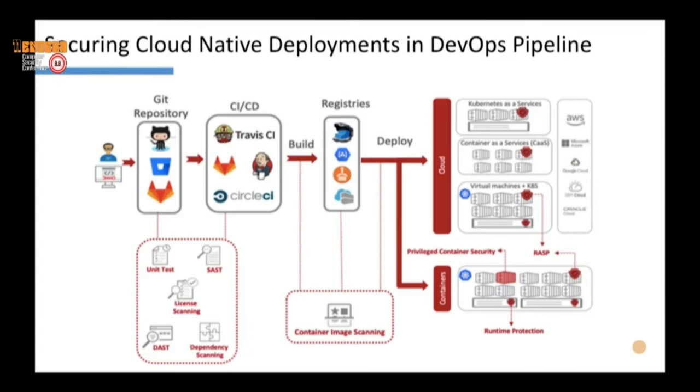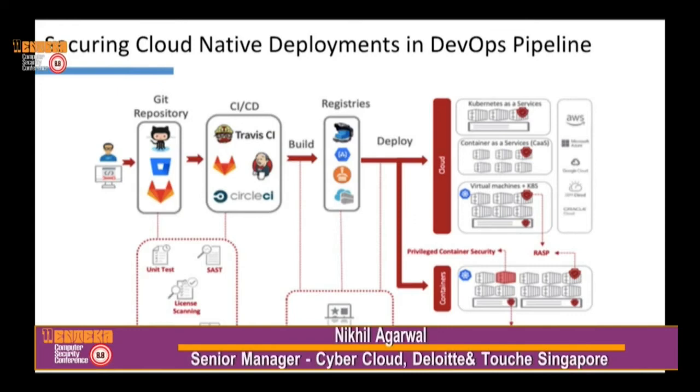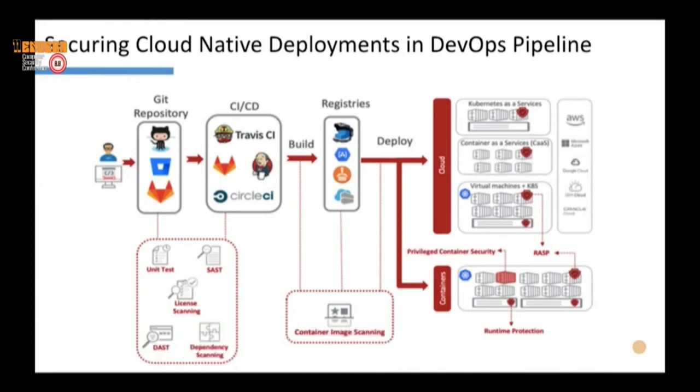Also use image admission controls: if any image violates your organization's security policies, or prevents a container from running, it should require higher privileges to run. So make sure that you have quality checks or control gates in case any vulnerabilities are found in your pipeline. It should not go to deployment, and it should need additional approval.